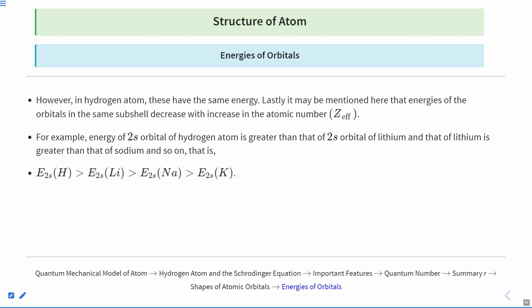Okay. Now, if I talk about the energy of the 2s orbital, then the 2s orbital of hydrogen has the highest energy. Then we have lithium, which is lower, then we have sodium, and then we have potassium.